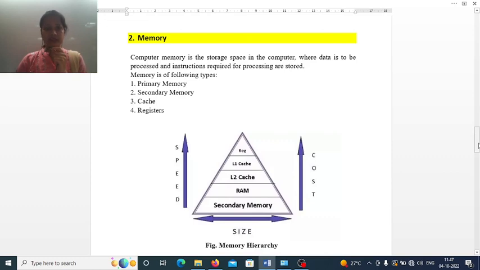Second component is the memory. Computer memory is the storage space in the computer where all the data to be processed and all the instructions that are required to process the data are stored. There are four different types of memory: primary memory, secondary memory, cache memory, and registers.